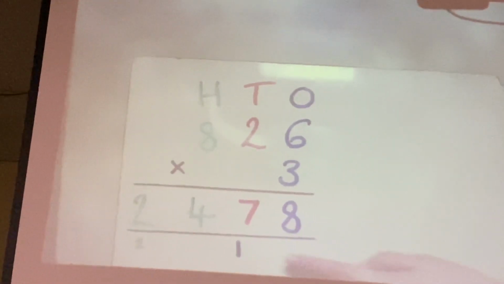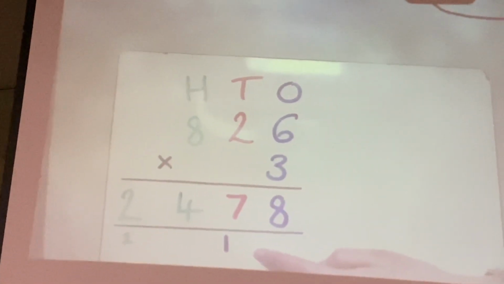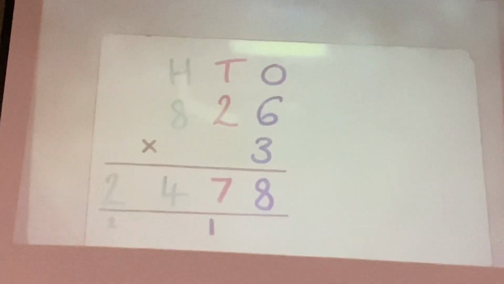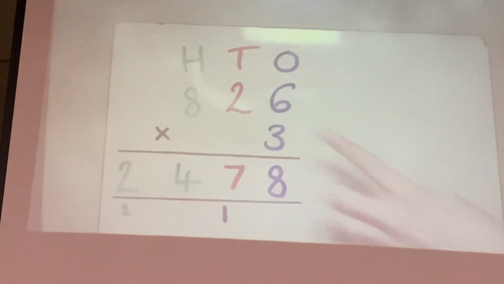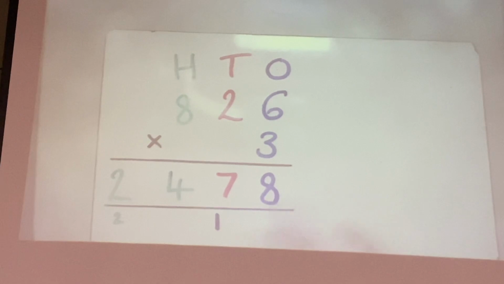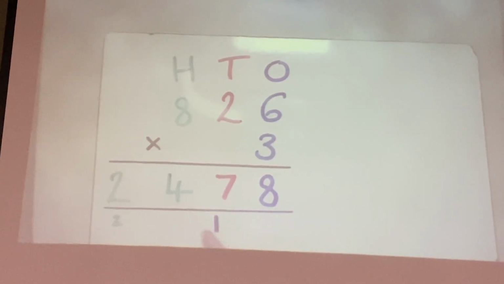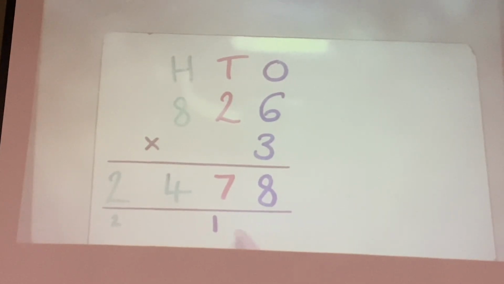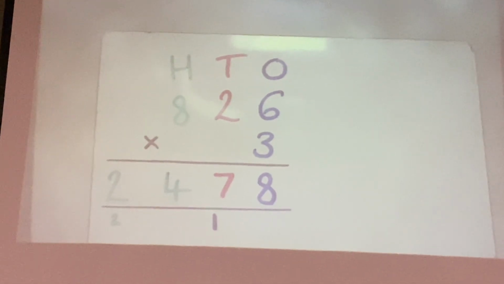Where a lot of them make mistakes is not showing that exchange, because then they're forgetting to add it, so for here, 2 times 3, they would just put 6, and they're forgetting to add that extra 10. So it's actually really important that they do show that exchange.